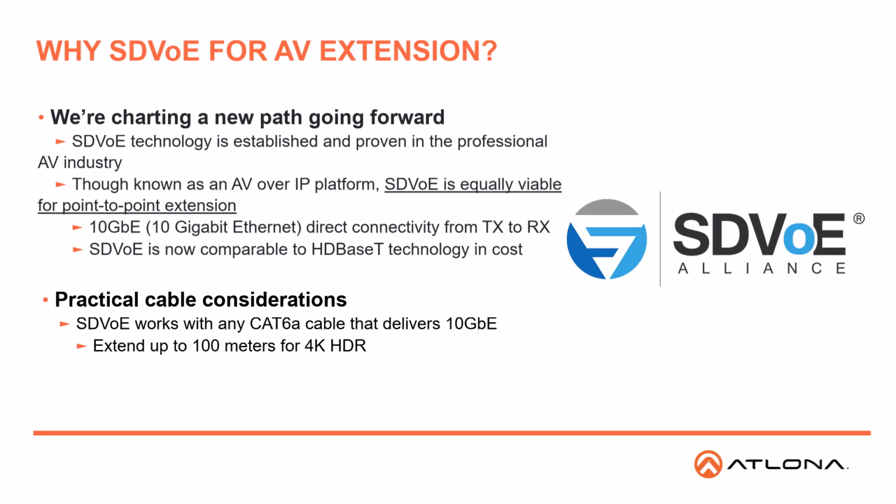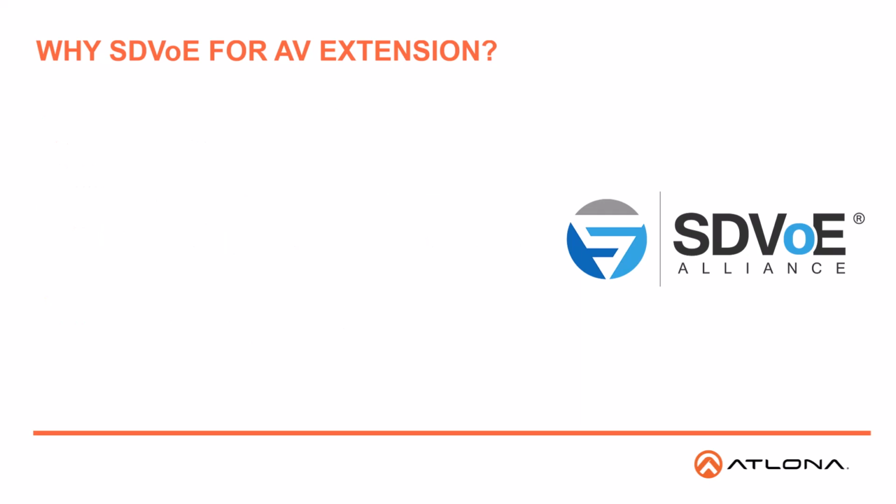SDVoE will work with any Cat6a network cabling as long as it delivers 10 gig throughput. However, for HDBaseT 3.0, it's quite different. A specific Cat6a cable type is required to carry 4K HDR signals to 100 meters. This cable has individual foil-shielded twisted pairs, which is more expensive than the much more common UTP construction type. The big advantage for SDVoE is that it should work with Cat6a cable already present in a facility's infrastructure.